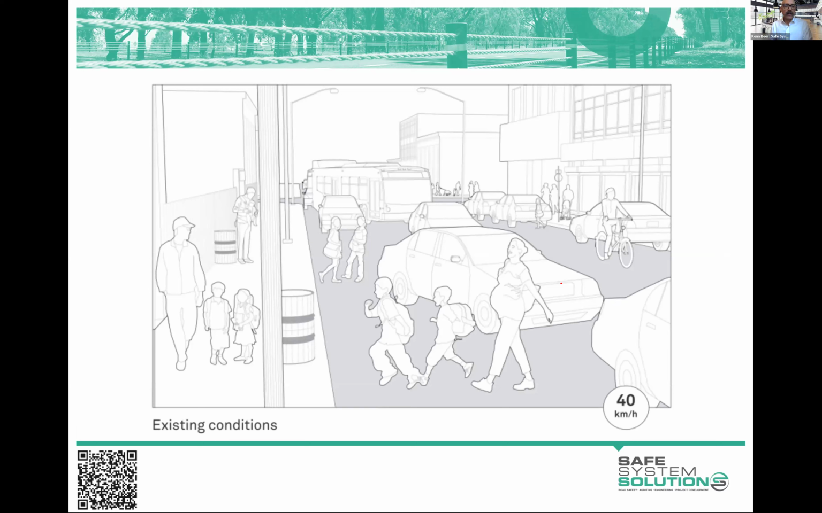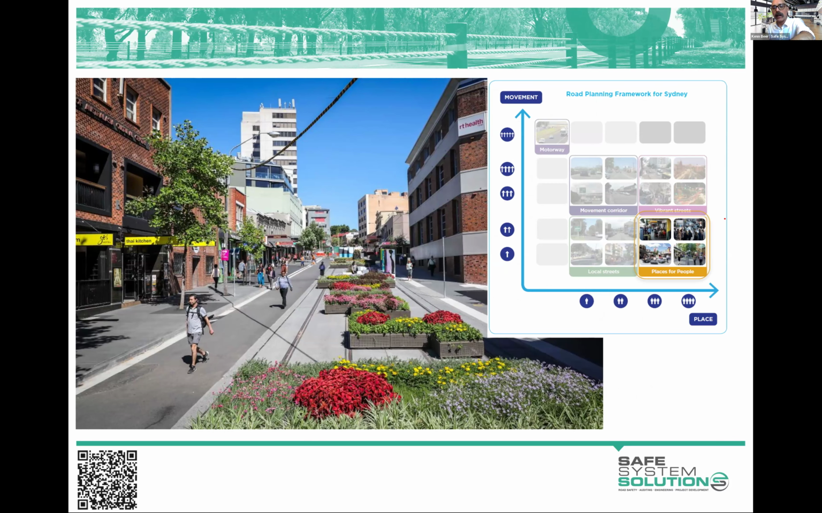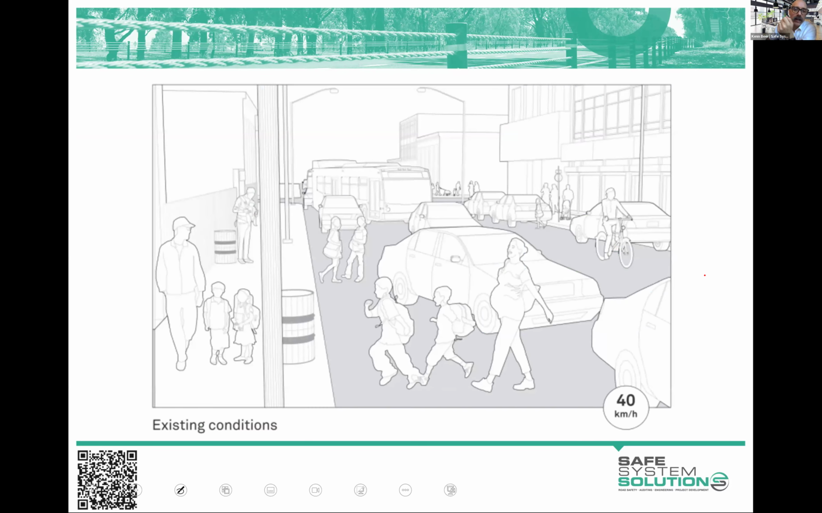But here's an area, and I want you to imagine, okay, it's an artistic impression, so take it with a grain of salt. But I want us to say, okay, this is a place for people. It's been defined here as in the place for people category. It's currently a 40 kilometer an hour speed limit. It's got lots of vehicles, buses, and you can see there, that's sort of what it is.